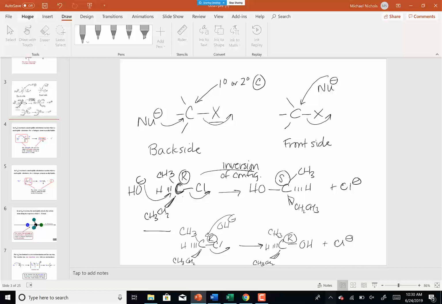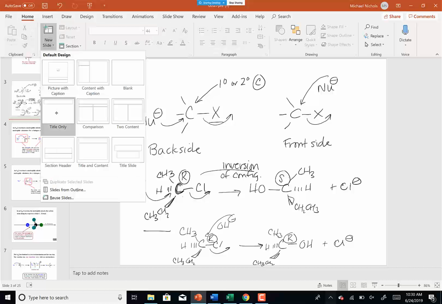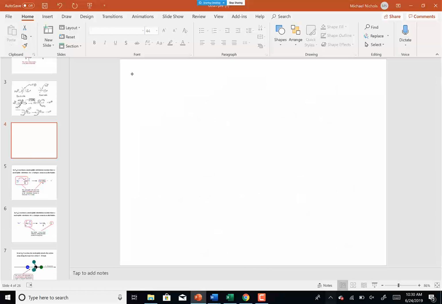So let me add a new blank slide here. We now know why that's the case. And in the book, for this chapter, I don't know if I skipped over the molecular orbital diagrams, but you can, because I'll show you what we know.